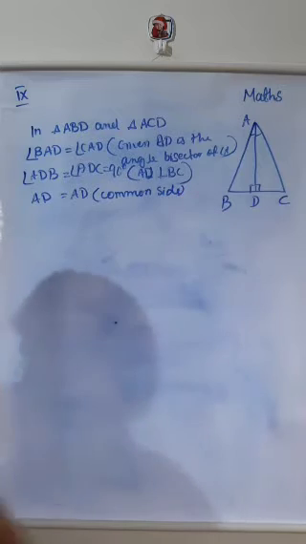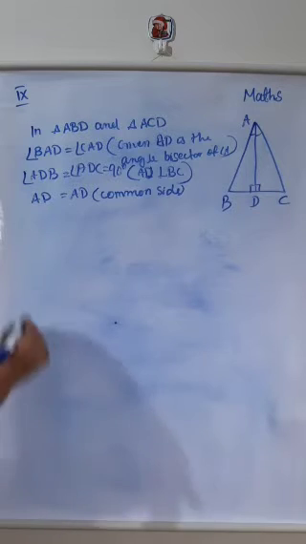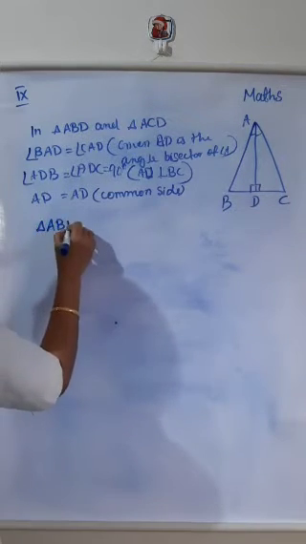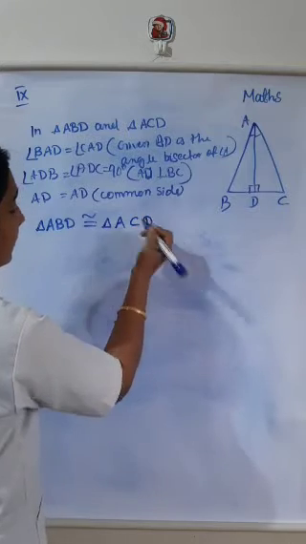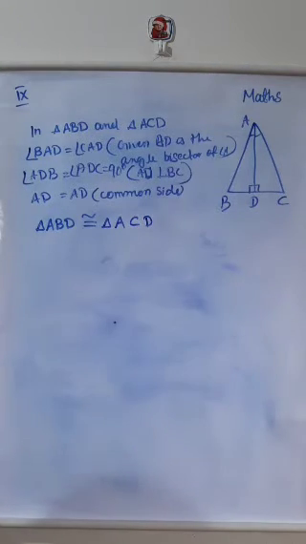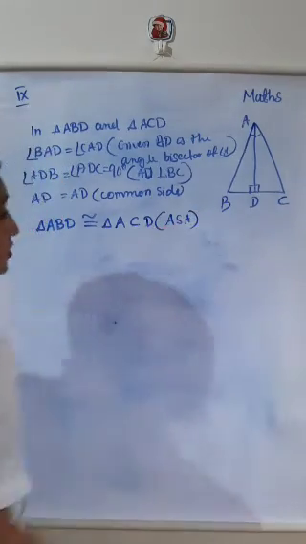So we got two angles and the included side equal to two angles and the included side of the other triangle. So these two triangles are congruent. Triangle ABD is congruent to triangle ACD. Which rule? ASA congruence rule.